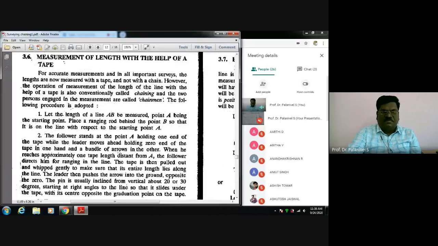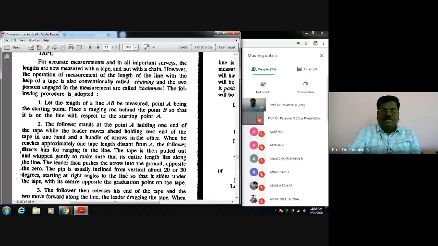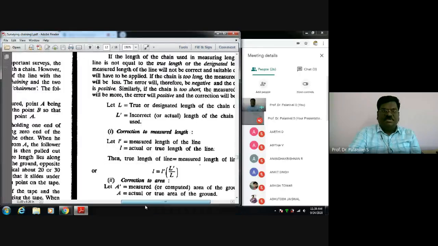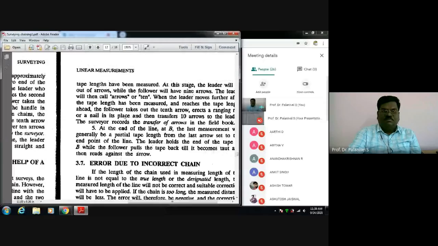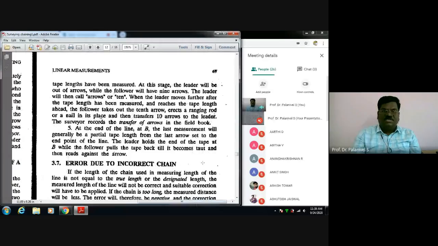Next, measurement of length with the help of a tape. This is not necessary for you. Not all are important. Whatever is important, you will read. This I will skip. Measurement with a tape is not necessary. If you are interested, you can read it. No problem. It says how to measure the distance between 2 points using a tape, that anybody can study and understand.